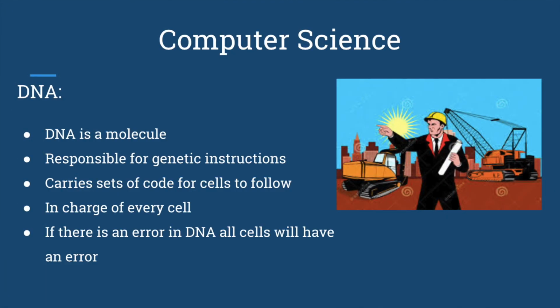DNA itself is a molecule within the body, and it contains instructions for all processes that must be accomplished. It is responsible for the genetic instructions of not only living organisms, but viruses as well. It is essentially in charge of every cell an organism has. The DNA carries a set of code for all cells to follow, meaning it is responsible for the actions of those cells, and if there is an error in these instructions, then the error will be performed and can yield negative consequences.